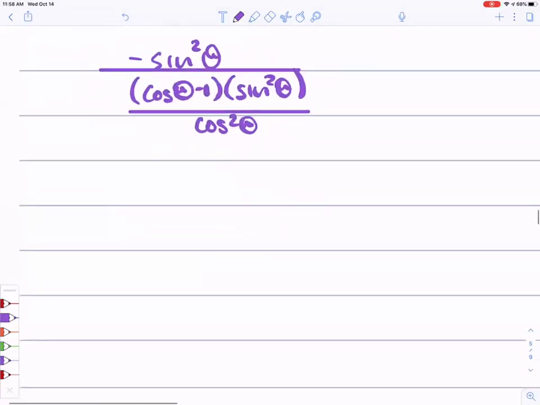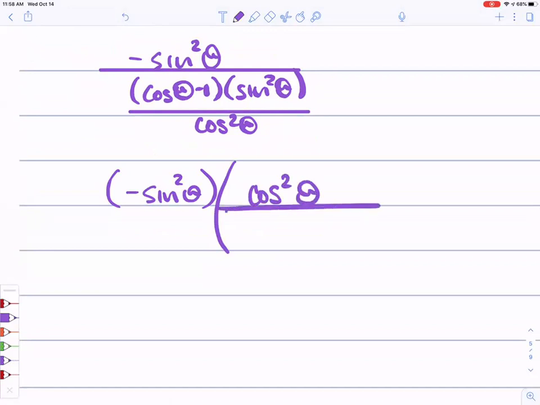So now let's invert and multiply. Negative sine squared times cosine squared over cosine theta minus 1 times sine squared theta.